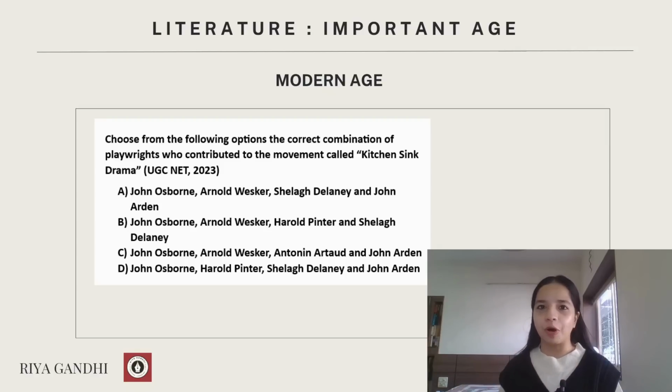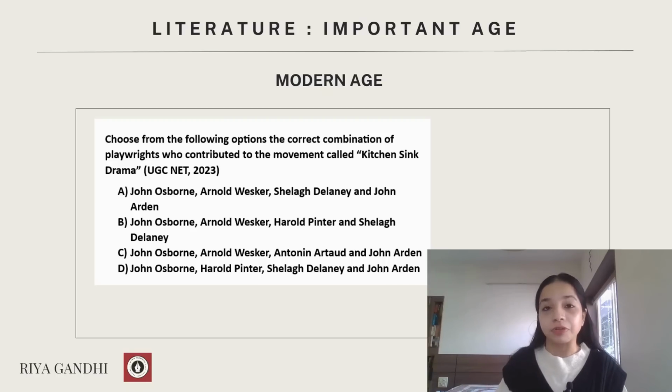Questions related to modern age are frequently asked in the UGC NET English exam, and these questions can be divided into two categories. The first are the questions that are asked related to the modernist drama. We all know that there are different types of modernist dramas, including theatre of the absurd, kitchen sink drama, or angry young men theatre, or for that matter, the epic theatre.